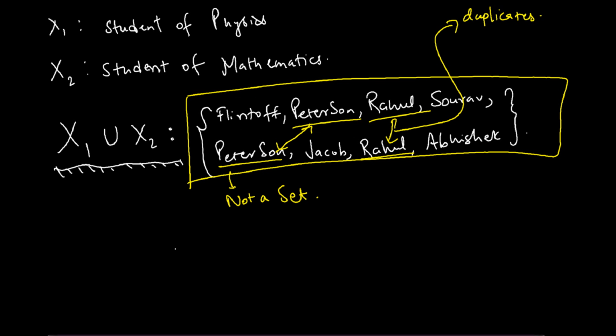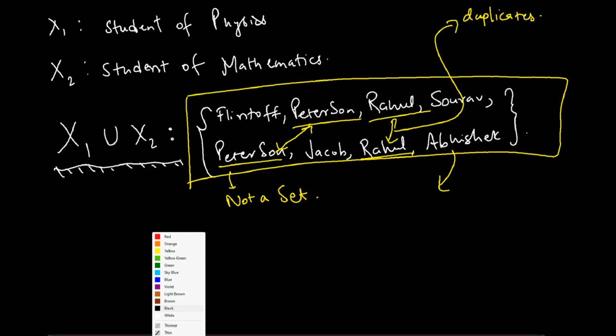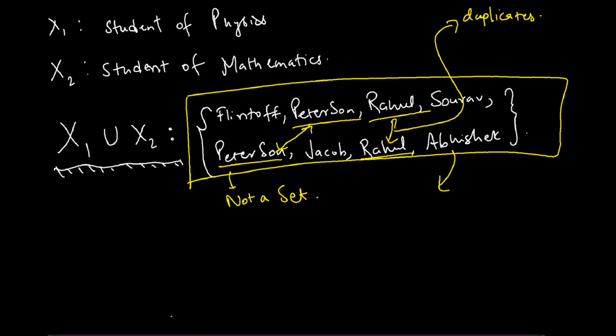So here what I am going to say is this is very crucial: when you are applying union of two sets, you don't count the same element twice just because they are present in both the sets. You are not going to add the same element twice. So what are you going to do? You are going to add every element only once. So Peterson is not going to be added twice. It is going to be added only one time.